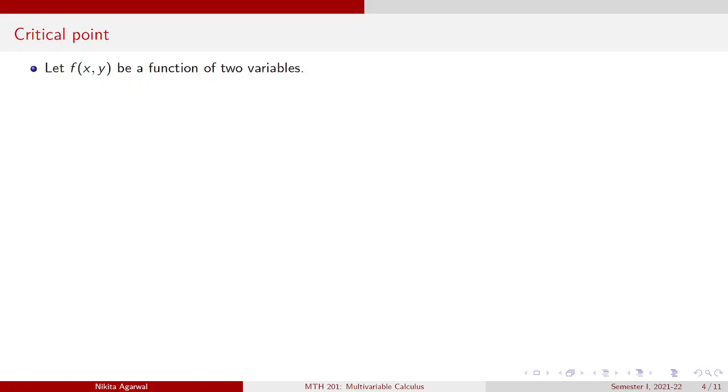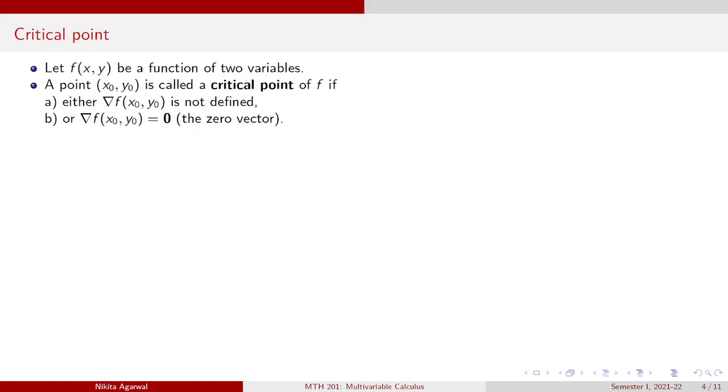Now let us talk about a critical point. This notion is again something that you have seen for functions of one variable. So let us extend that idea to a function of two variables. Let f(x,y) be a function of two variables. A point (x0, y0) is called a critical point of f if either of two things happen. Either the gradient of f at this point is not defined, in which case we can't talk about the tangent plane at that point, or the gradient of f at this point is nothing but the zero vector.